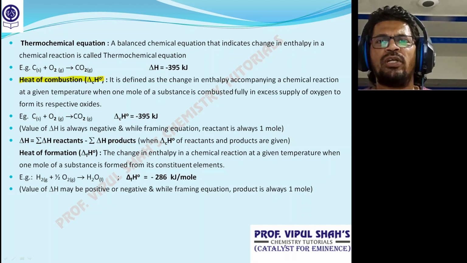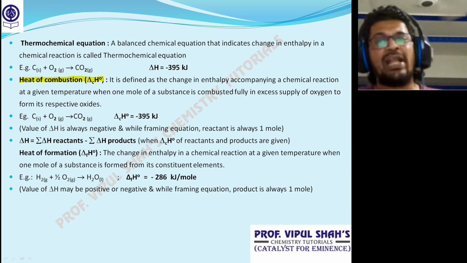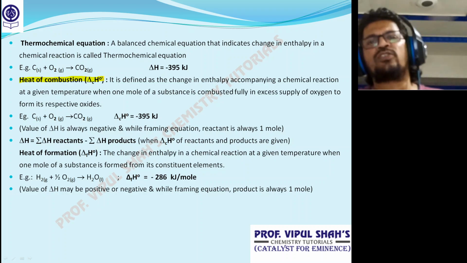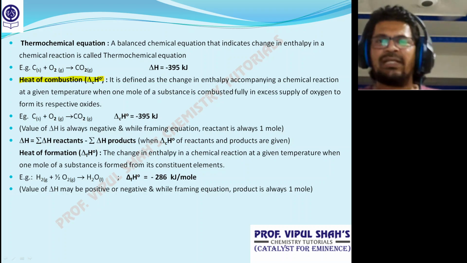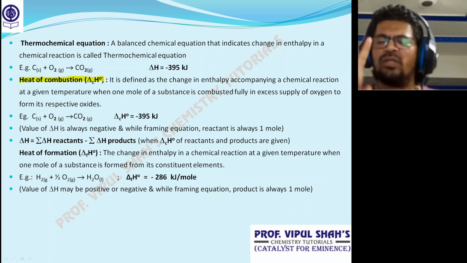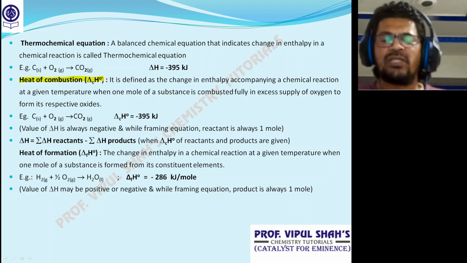And most important, whenever you have to frame an equation, is this clear for numericals for delta HC? One trick to remember, the reactant is always 1 mole which burns with excess of oxygen to form the product, that is its oxides. So never balance the reactant. Reactant is always 1 mole. Second, delta H value for combustion is always negative. That's one. And one more trick now with respect to MCQs.